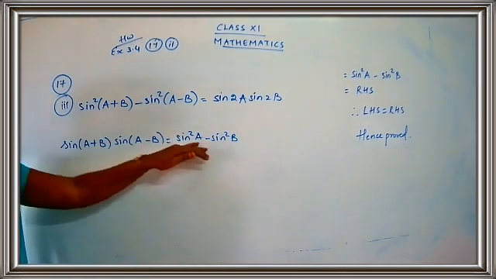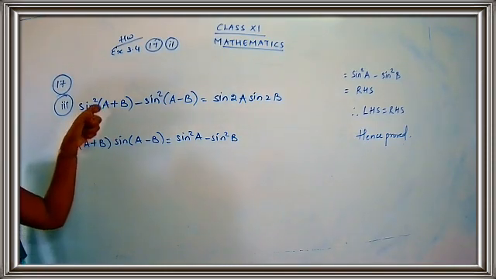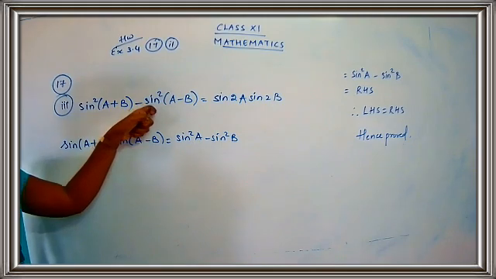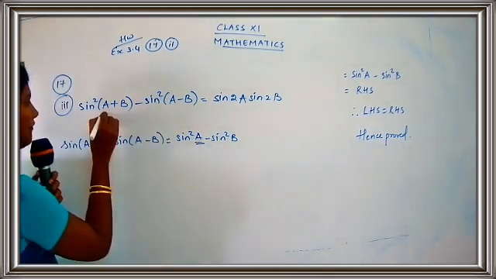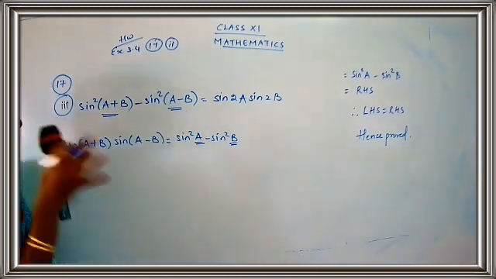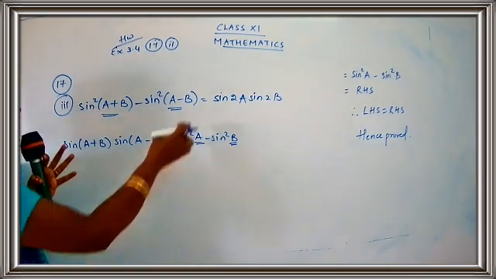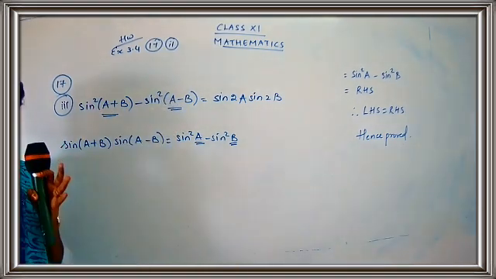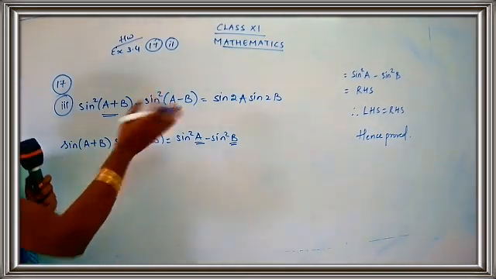Now here we have the same format. Just see the LHS part, children. We have sine square (a plus b) minus sine square (a minus b). The only difference here is, in place of a you have a plus b, and in place of b you have a minus b. So we are going to consider a plus b as a and a minus b as b, use this formula, and we are going to get the RHS.